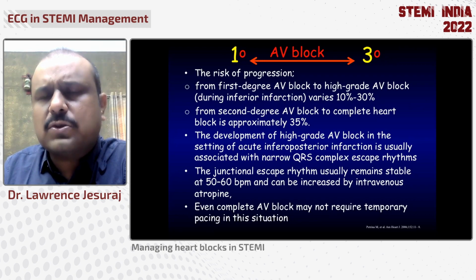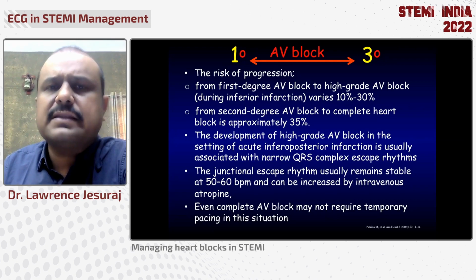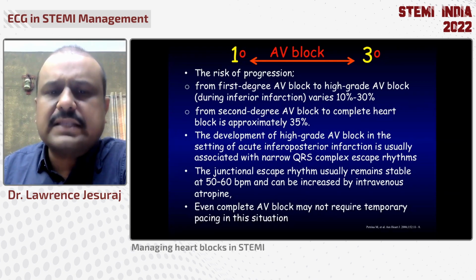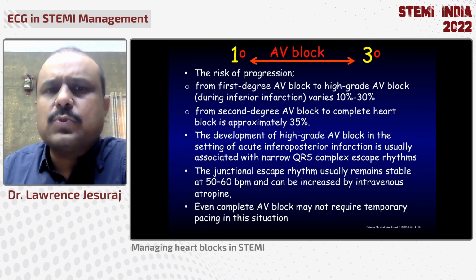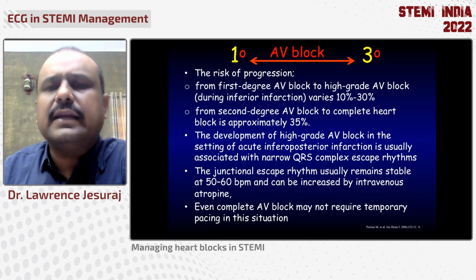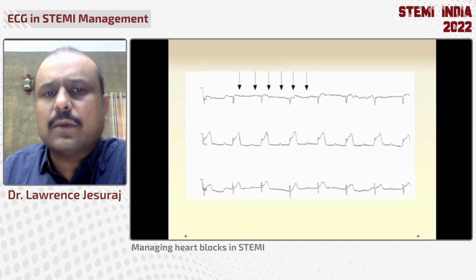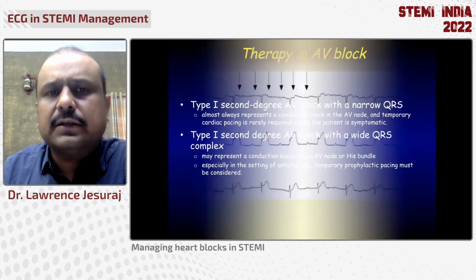We know very well that most of the blocks which happen in inferoposterior wall infarct are at the supra-Hisian level, so they may respond to drugs. A lot of patients with inferoposterior wall MI, even with a complete heart block with a reasonably stable escape rhythm, may not need a temporary pacemaker. So this is a typical inferior wall MI presenting with a complete AV block.